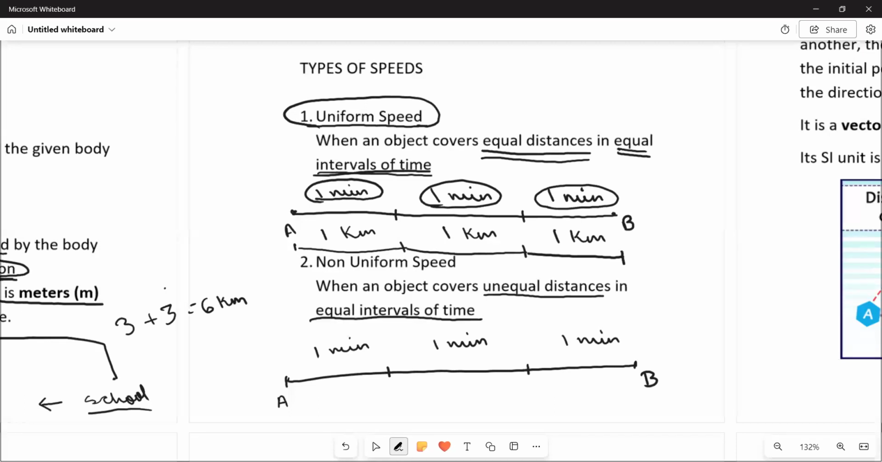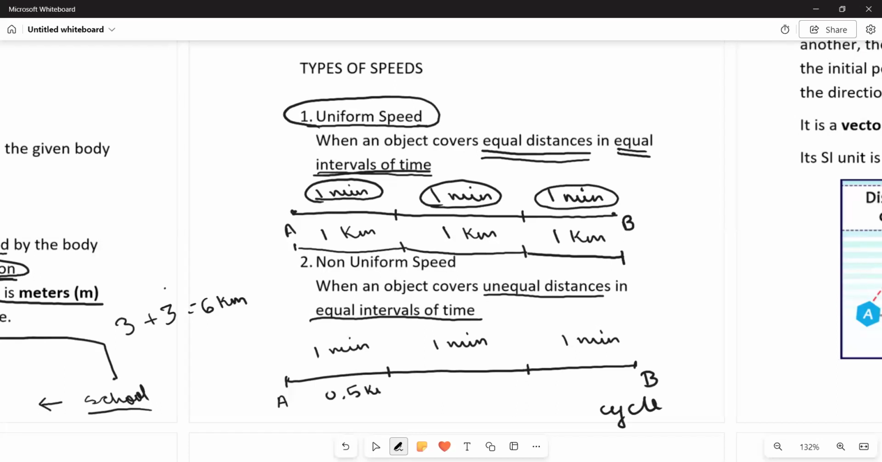But now what happens? You are going from point A to B and you are on a cycle. Consider you are on a cycle. So from point A to this point, there is a steep slope, a climb going up. So whenever we try to ride our bicycle on this type of slope, you need more time to travel this distance, right? So say you will travel only 500 meters over here, or 0.5 kilometers.